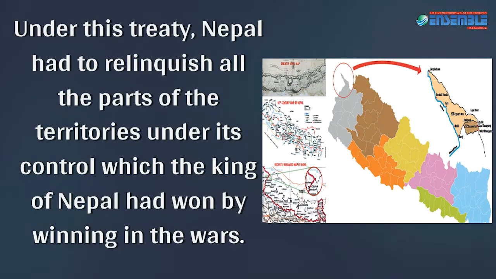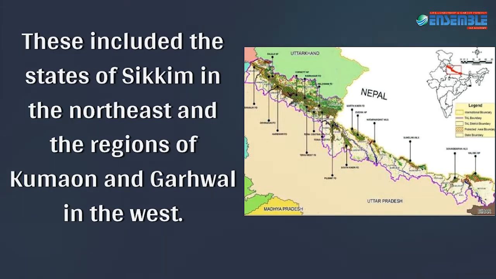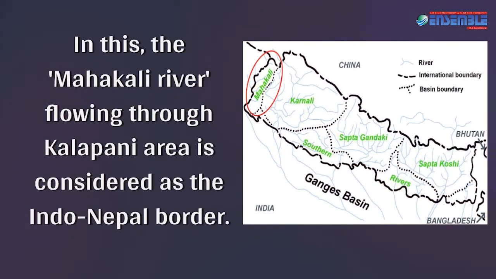Under this treaty, Nepal had to relinquish all the part of the territories under its control which the King of Nepal had won by winning in the wars. These included the states of Sikkim in the northeast and the regions of Kumaon and Garhwal in the west. In this, the Mahakali River flowing through Kalapani area is considered as the Indo-Nepal border.